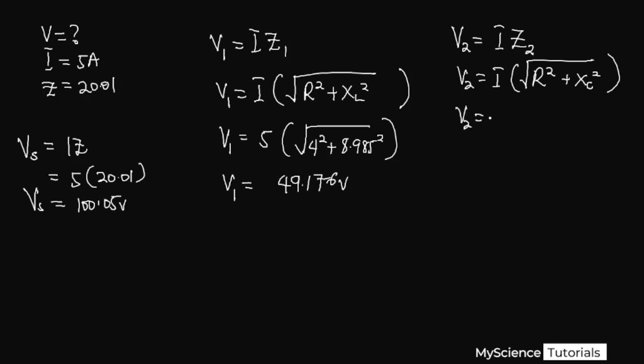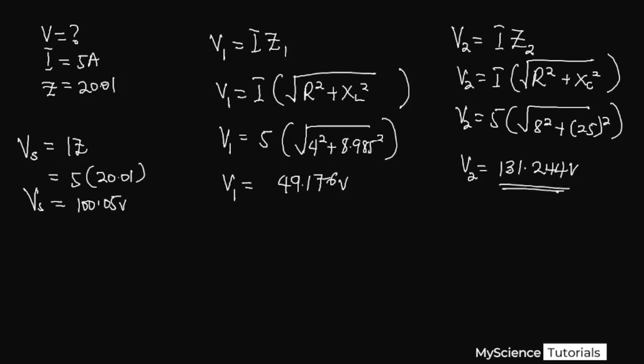So our V2 will be equal to 5 multiplied by our resistance in that particular circuit, which was 8 squared, plus we already found our XC to be 25, so we have 25 squared over here. So our V2 will be equal to, if we compute everything we have over here into our calculator, we are going to get 131.244 volts as our answer for V2. So we already found our total voltage supply. We find the voltage across just the impedance 1 and then the voltage across impedance 2.